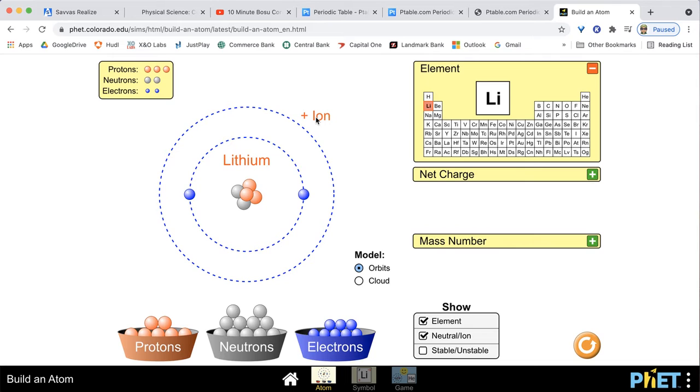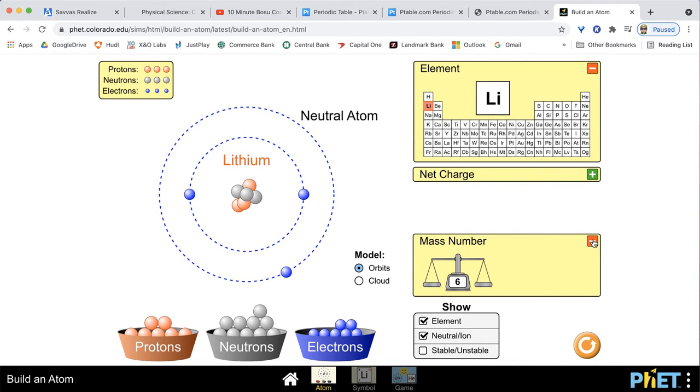Why is that? That's because I've got 3 positively charged protons in the nucleus, but I only have 2 negatively charged electrons. So to make that a neutral atom, I just simply add an electron. And it goes in the next energy level, the second energy level. So 3 protons, 3 electrons gives me lithium. I'll add another neutron. Notice that that doesn't change the element itself. It simply changes the mass number.